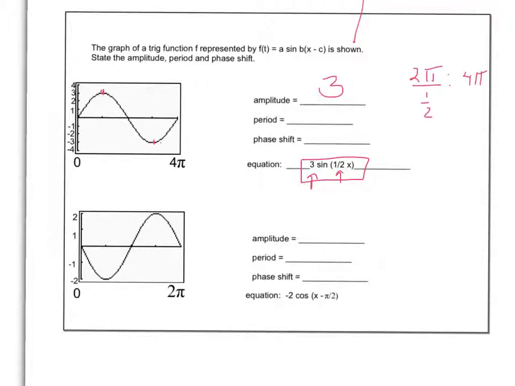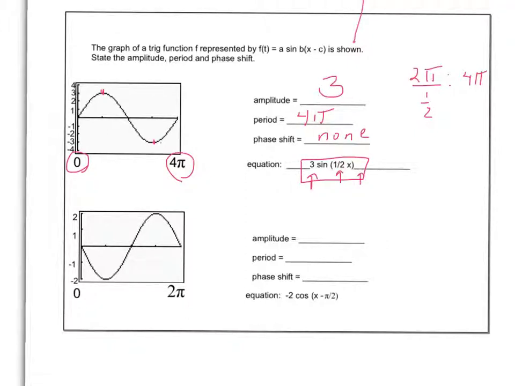And as you can see, it takes 4 pi to make one curve. When you look at the graph, I'm going from 0 to 4 pi to make one sine curve. So my period is 4 pi. There is no phase shift because there's no number after the x in the equation, and we're not moving it right or left.